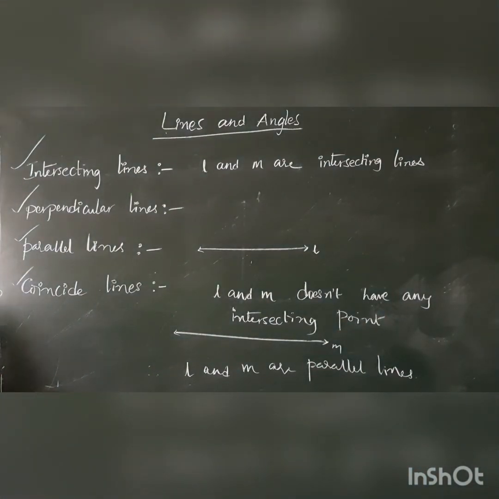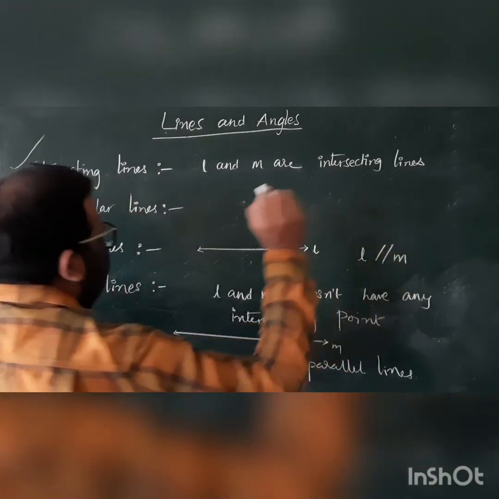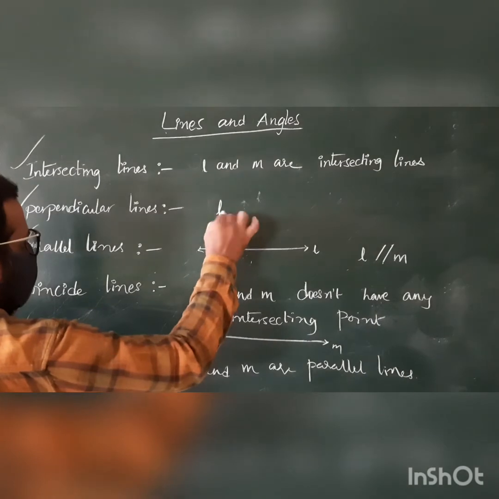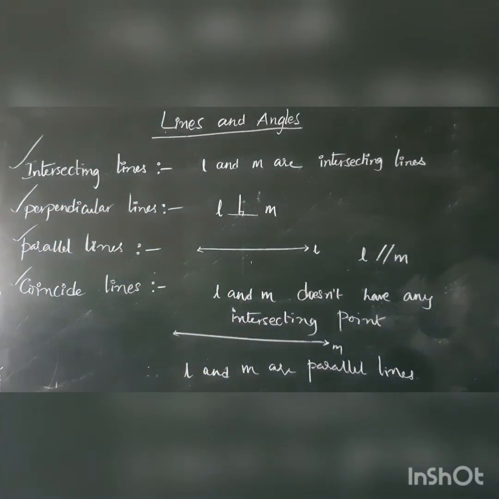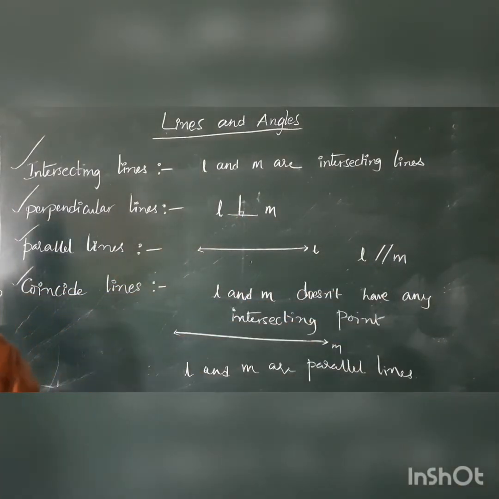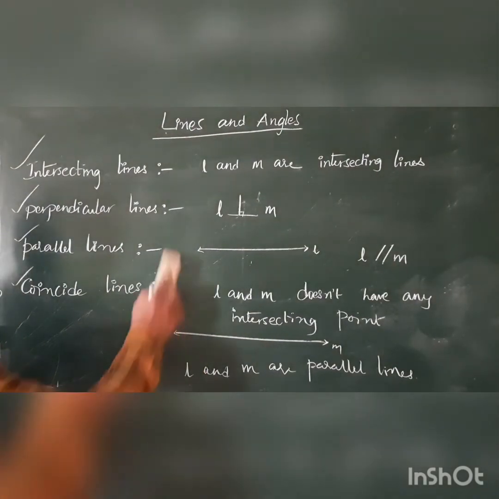Okay, and we represent this as L parallel to M. How do we represent perpendicular lines then? L perpendicular to M. So this is the symbol for perpendicular and this is the symbol for parallel. Okay. Now coming to coincide lines.